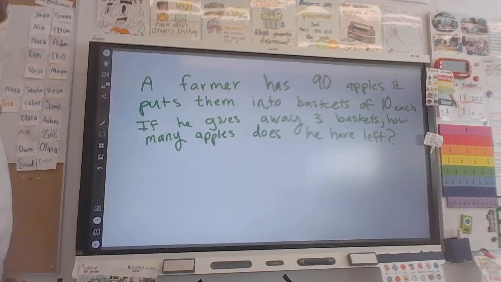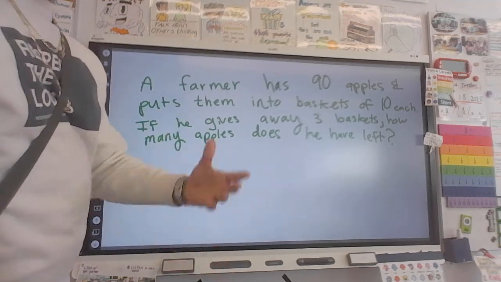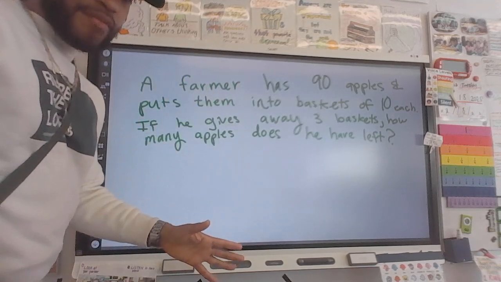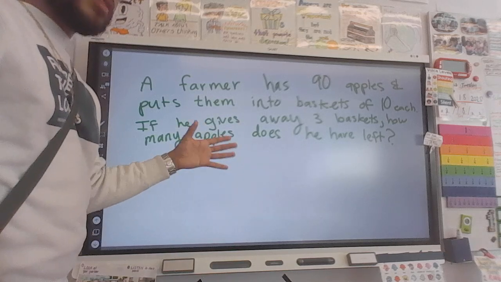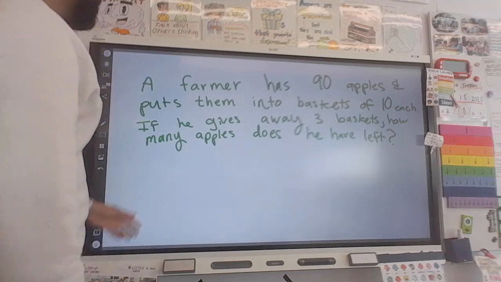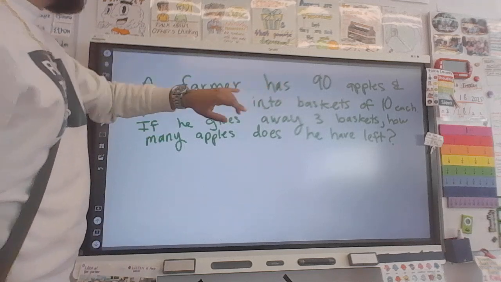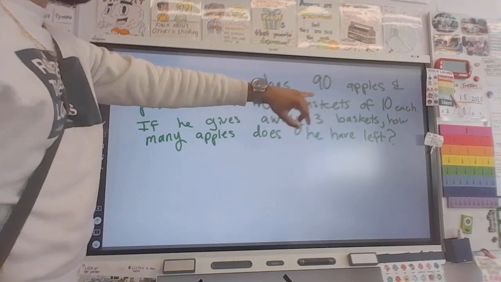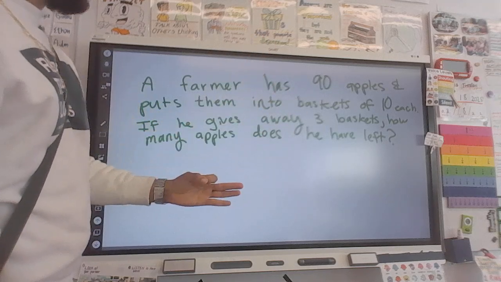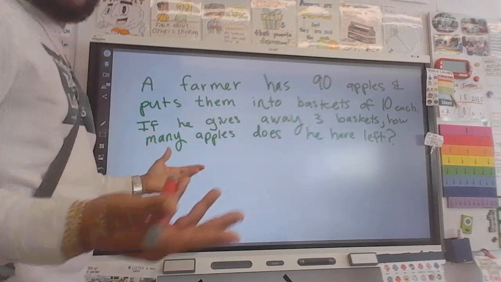Second time reading it. I'm going to read it with the numbers. Then I'm going to circle the important quantities and units. Hopefully you can pause right here if you haven't before, and think about what are the important quantities and units. Unpause and see if you agree with me. A farmer has 90 apples and puts them into baskets of 10 each. If he gives away 3 baskets, how many apples does he have left?